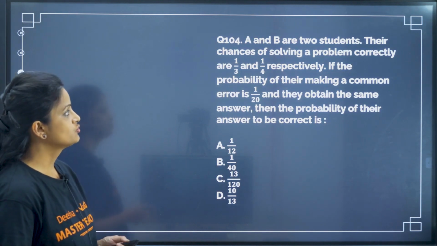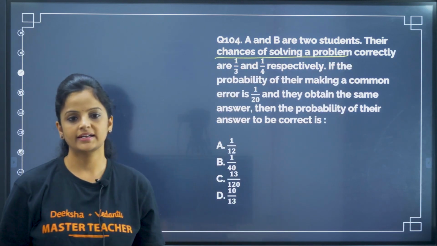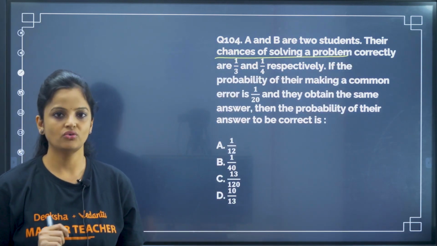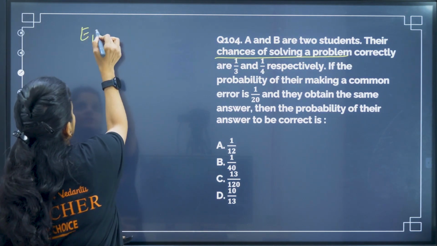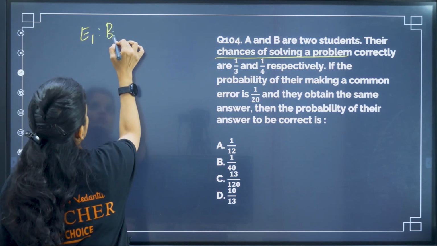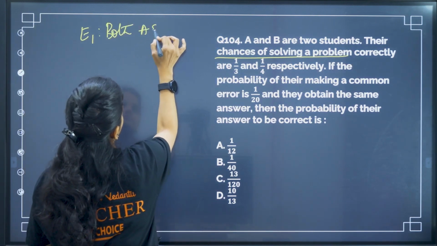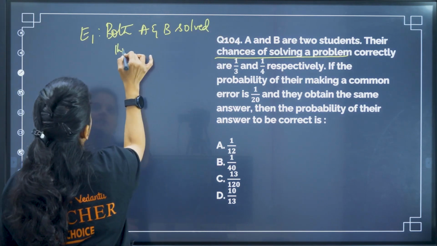104. A and B are two students. Their chances of solving the problem correctly are 1 by 3 and 1 by 4 respectively. Okay. Take it as an event A. What is event A? Both the student A and B solved the problem correctly.